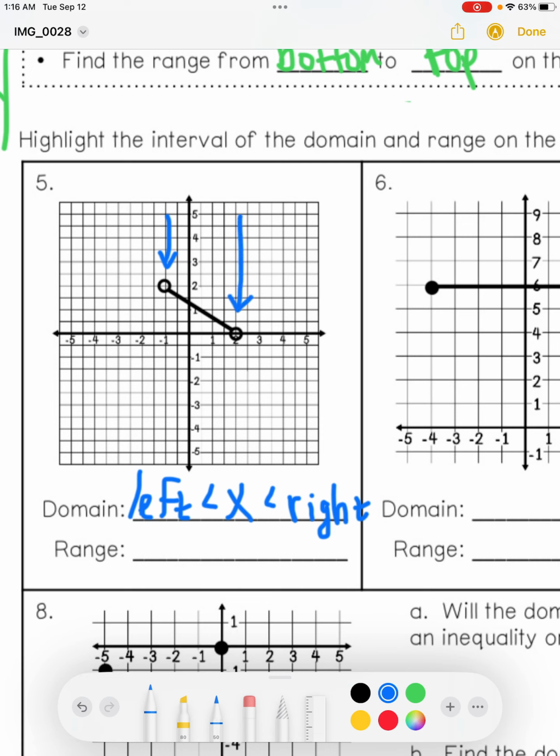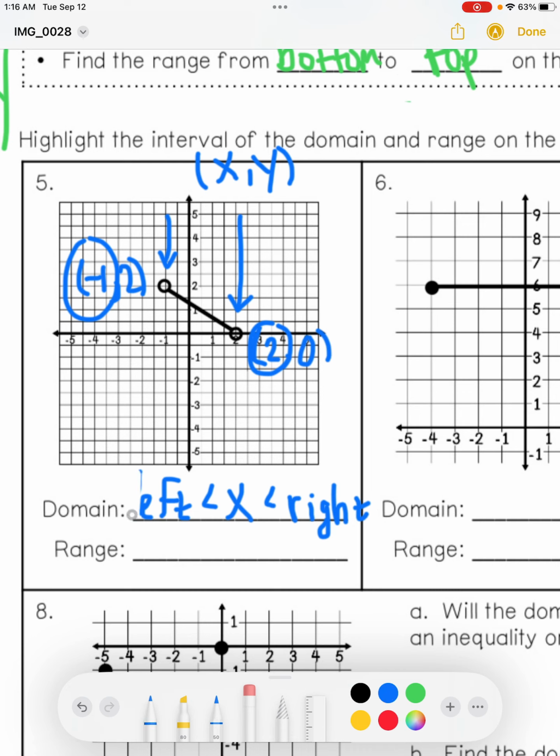But now I need to know what their x values are. Like, what are their coordinate points? So if I write out the coordinate points for each of these, let's see. This coordinate point is -1, 2. And this coordinate point is 2, 0. Now, remember that domain only wants the x values. So when I look at these coordinate points, I have to remember that a coordinate point is always x, y. So I only care about the -1 and the 2. I only care about the first spot in the coordinate point.